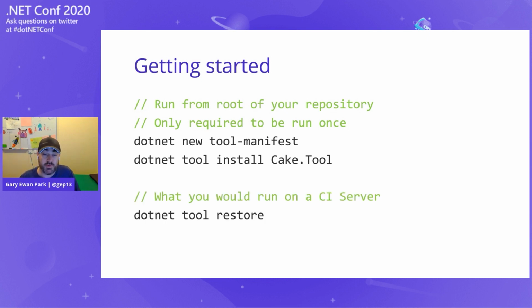Once you've got all of those pieces in play, when you add it to a CI server or when you run it locally, you would run dotnet tool restore, and then you would run dotnet cake. That finishes the bootstrapping process, so we're then ready to use Cake as part of our build automation.